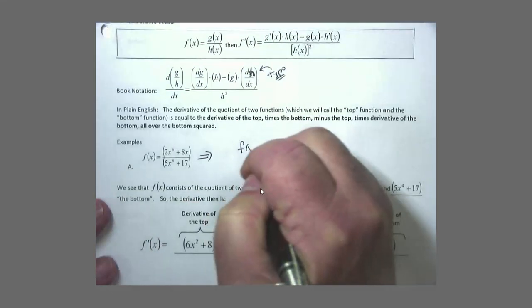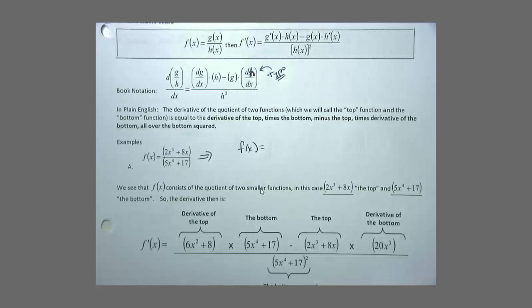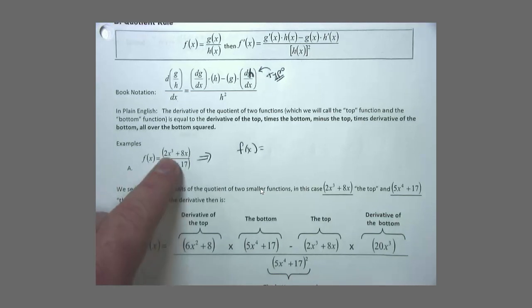So I did this problem for you guys, and I kind of typed it up, but let's just look at it real quick. I've got f of x is equal to 2x cubed plus 8x divided by 5x to the fourth plus 17. Clearly, it's a quotient. So what rule do I have to use? Quotient rule. We're math people, don't think too deep in this. Quotient rule: derivative of the top times the bottom minus the top times the derivative of the bottom all over the bottom squared.